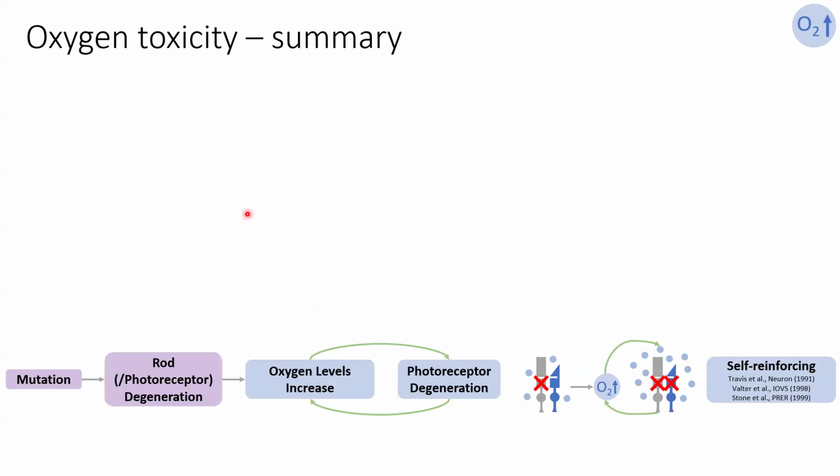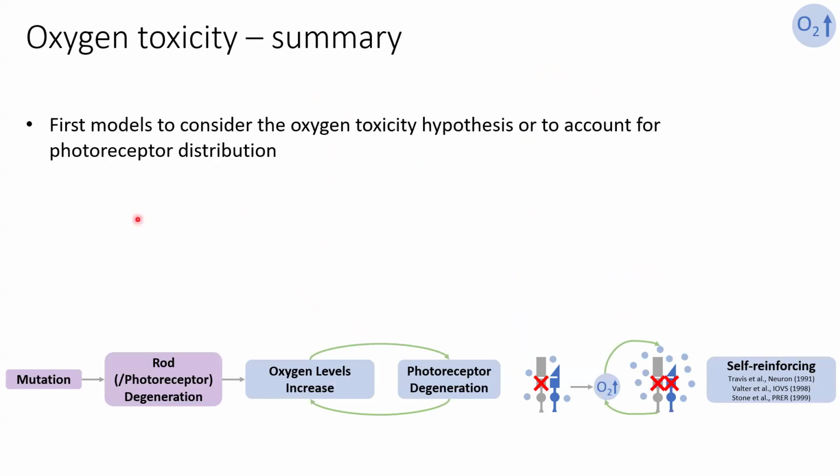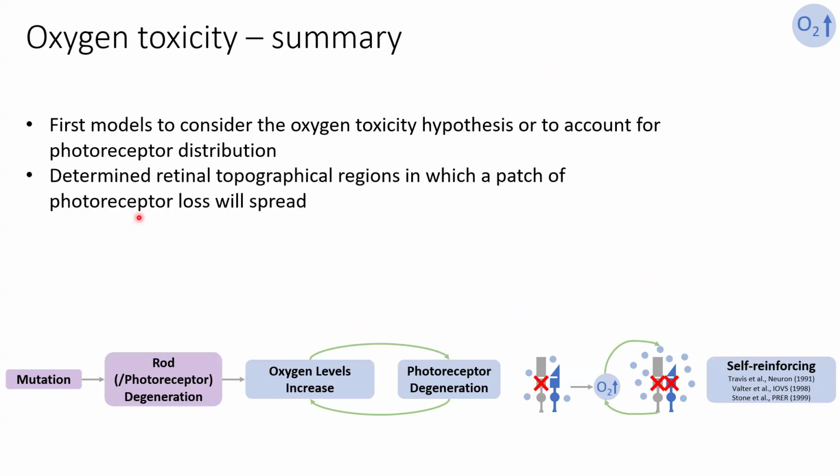So to summarize this first much larger part of the talk then, these are the first mathematical models to consider the oxygen toxicity hypothesis, or to account for the distribution of photoreceptors. We've determined the topographical regions in which a patch of photoreceptor loss will spread or remain stationary based on those stable and unstable regions that I talked about.